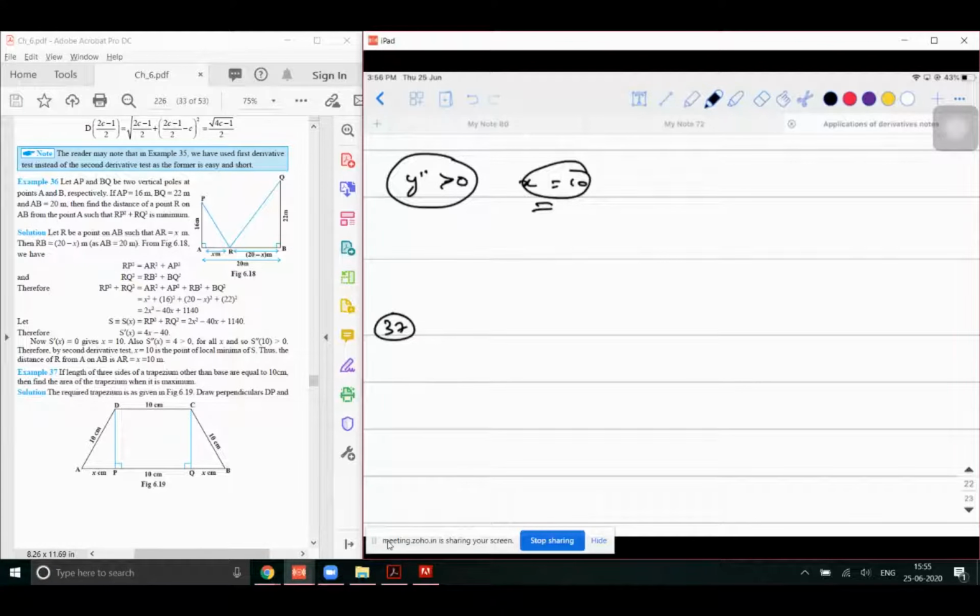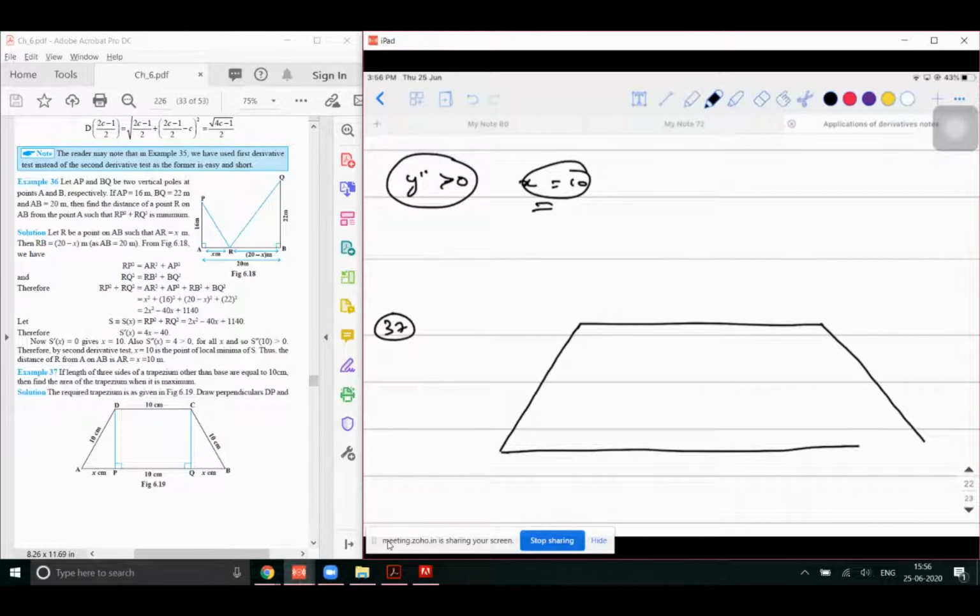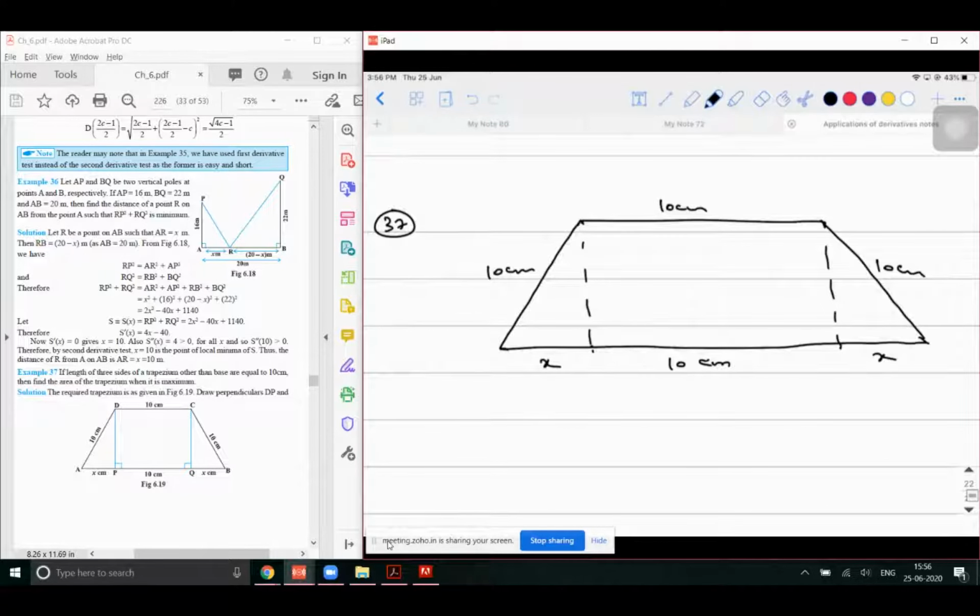37th. If the lengths of three sides of a trapezium other than the base are equal to 10, then find the area of the trapezium when it is maximum. So this is 10 centimeter, 10 centimeter, 10 centimeter, and this is also 10 centimeter because I've dropped the perpendiculars. Then this distance is x and this distance is x. Now, they are asking when will the area of the trapezium be maximum, right?